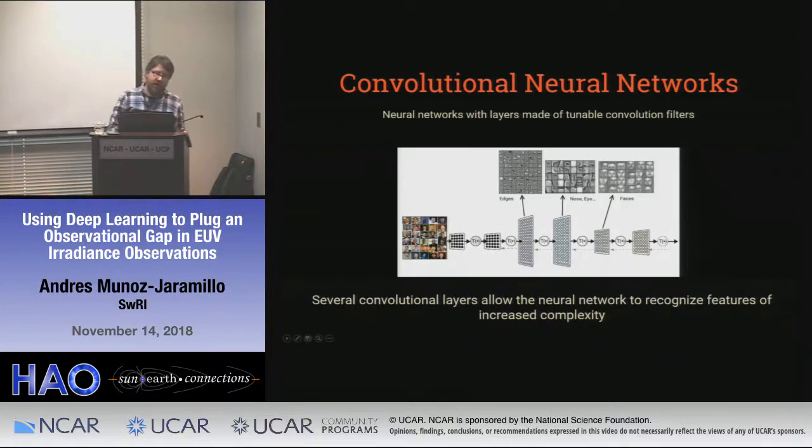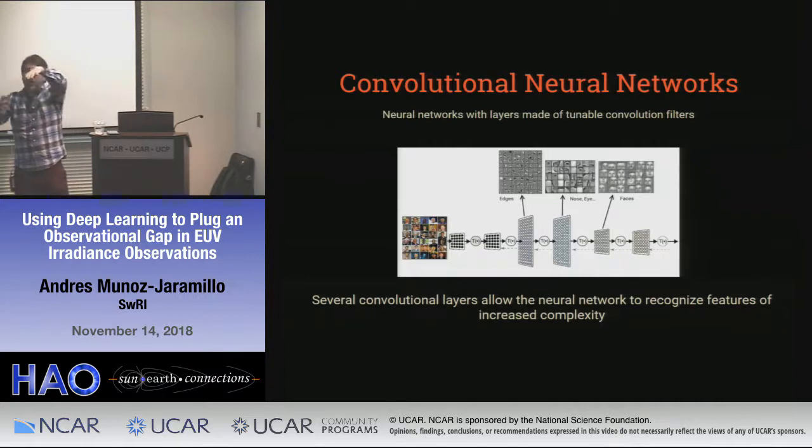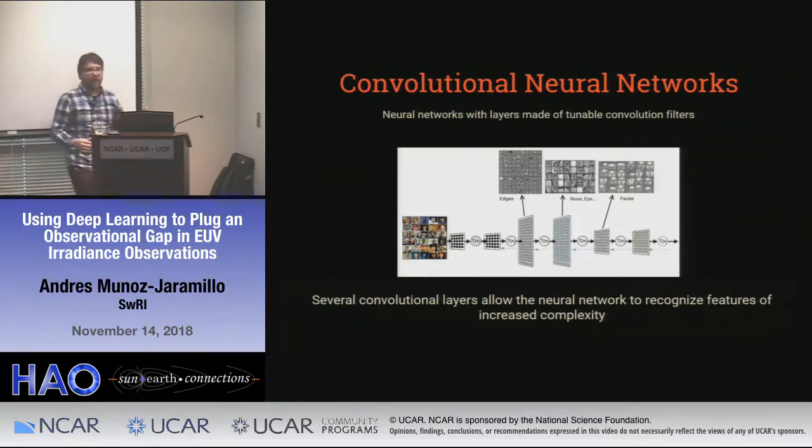And so conceptually, in this example, you start with edges and blobs, and you turn them into noses and eyes, and then you turn those into faces. So this is the abstraction, the ability of abstraction and combining into more complex concepts along the path in which your information travels. And that is very much like how our brain works when it processes what you see.